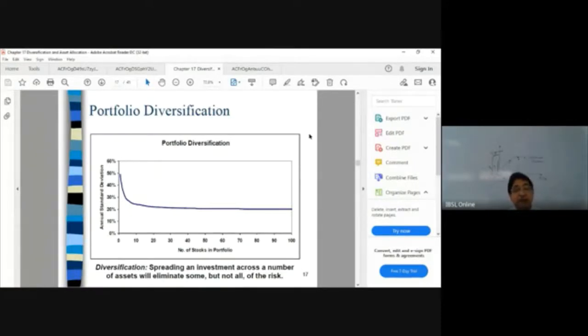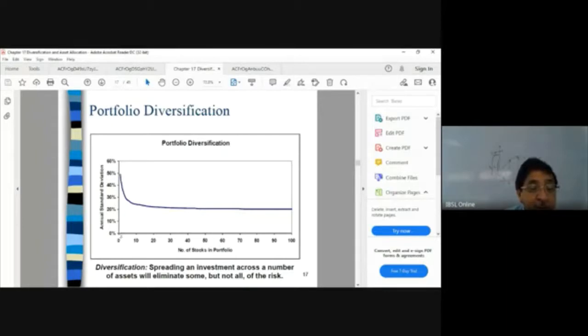Now you can just look at this diagram. You can see the x-axis. There you have 0 assets here, 10 assets here, 20 assets here, likewise number of stocks, 30, 40, 50, 60, and all that, up to 100. There are different types of stocks. So now what happens here? When you have only one asset, it is a very high standard deviation, you can see.